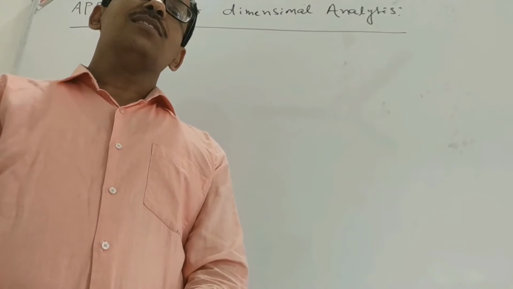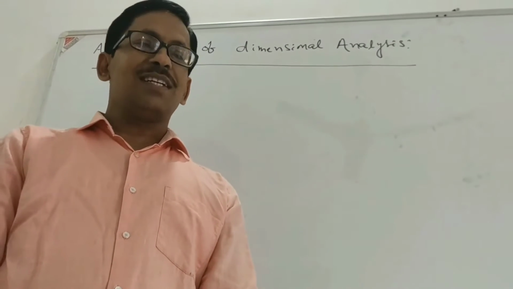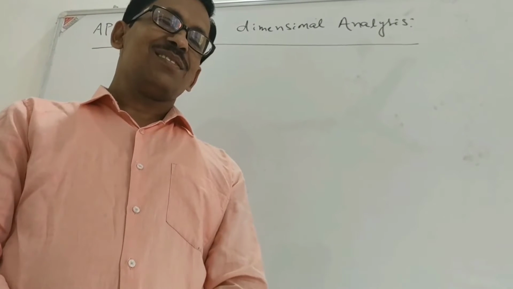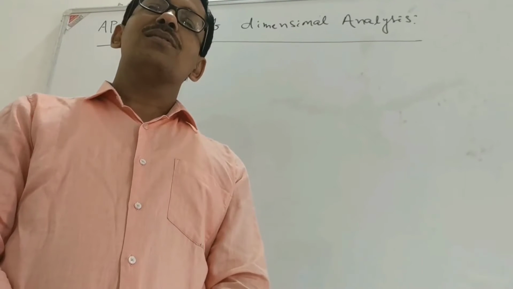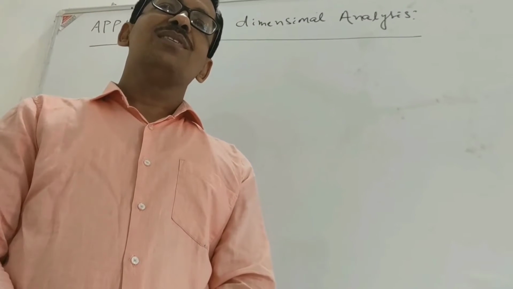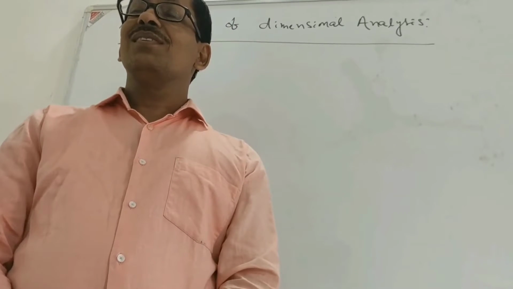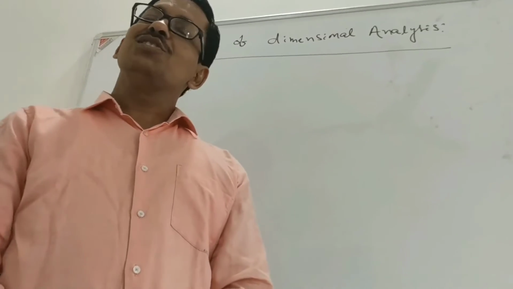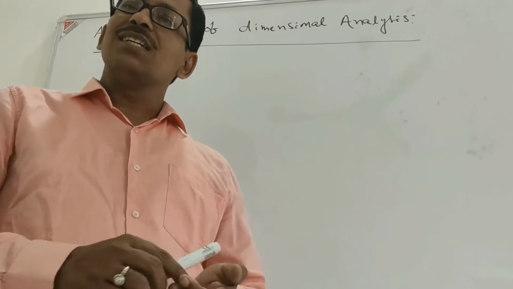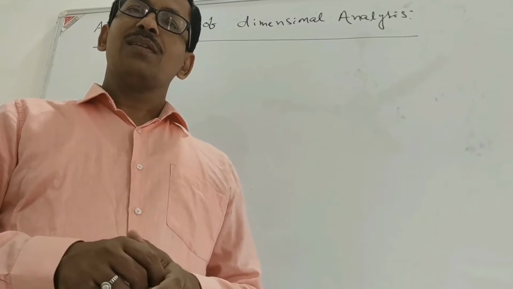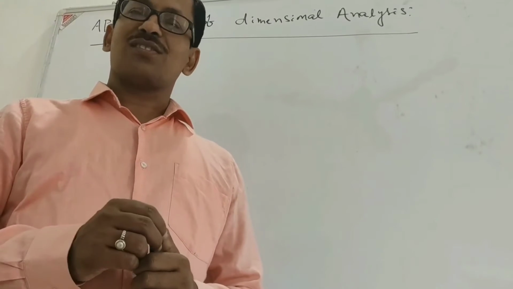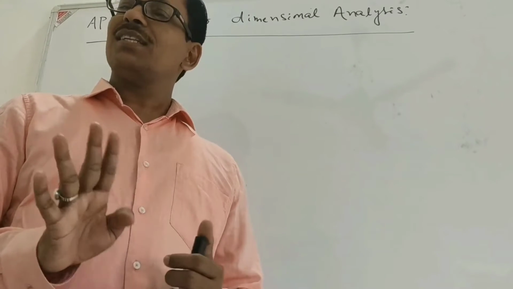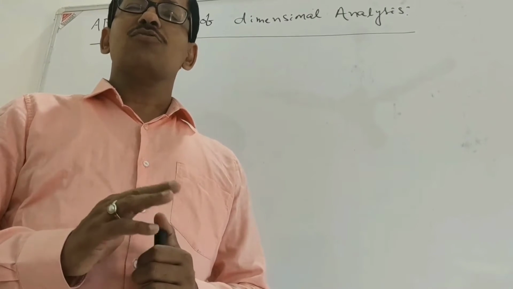The third application, to convert a physical quantity from one system of unit to another. Suppose the value of energy given in one system is 50 joule. Then what is the energy in the other system? Suppose SI system, it is given in joules. Then what is the value of that energy in the CGS system? That means 50 joule, how many ergs? You can convert using dimensional analysis. So there are three applications. Now I will discuss one by one.